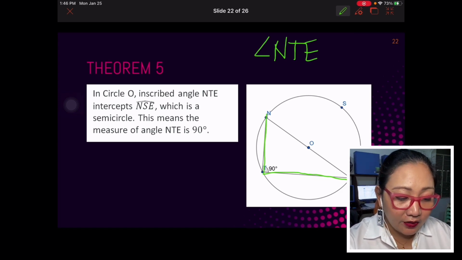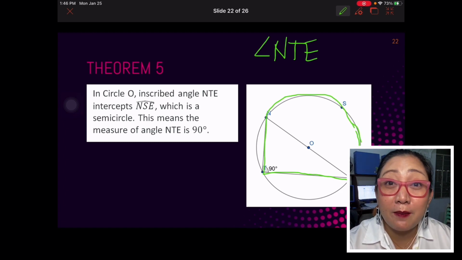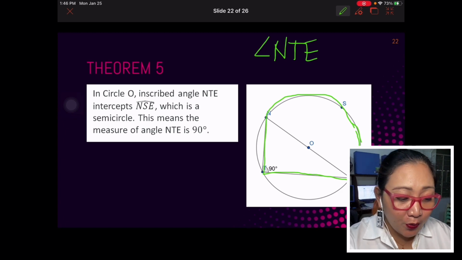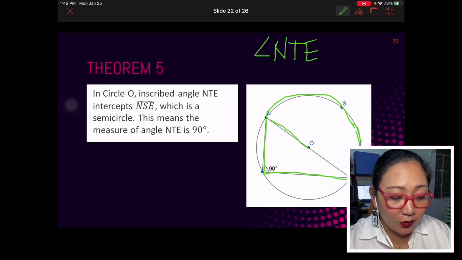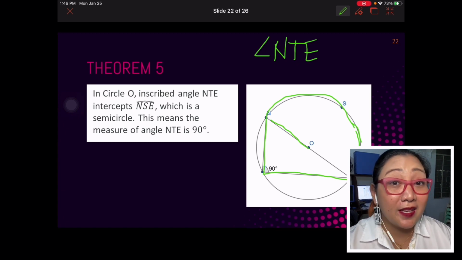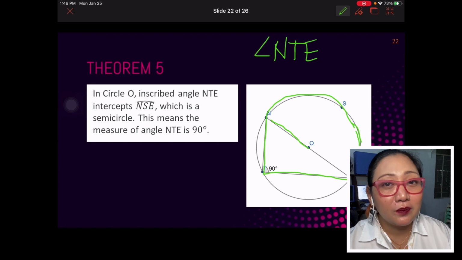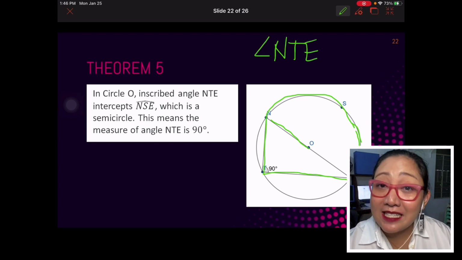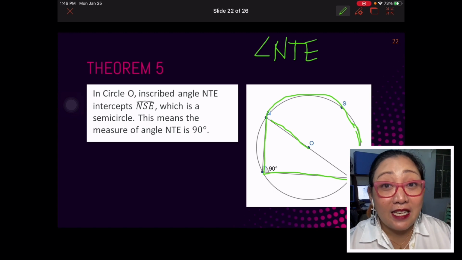Ano yung kanyang intercepted arc? Ang kanya pong intercepted arc, as you can see, is the semicircle. Paano nating malalaman na semicircle yan? Tingnan nyo po yung chord dun sa base. Kung yung chord po ay isang diameter, it passes through the center, remember? If it's a diameter, then you are sure that arc NSE is a semicircle.